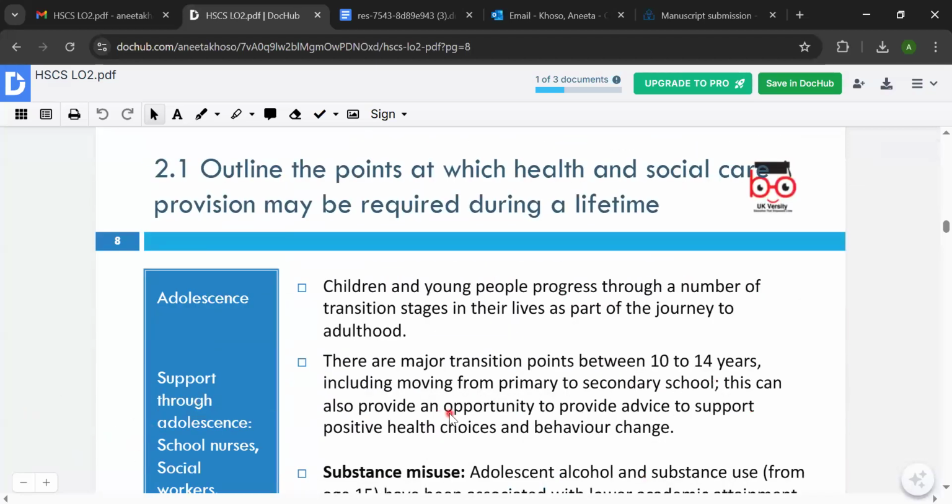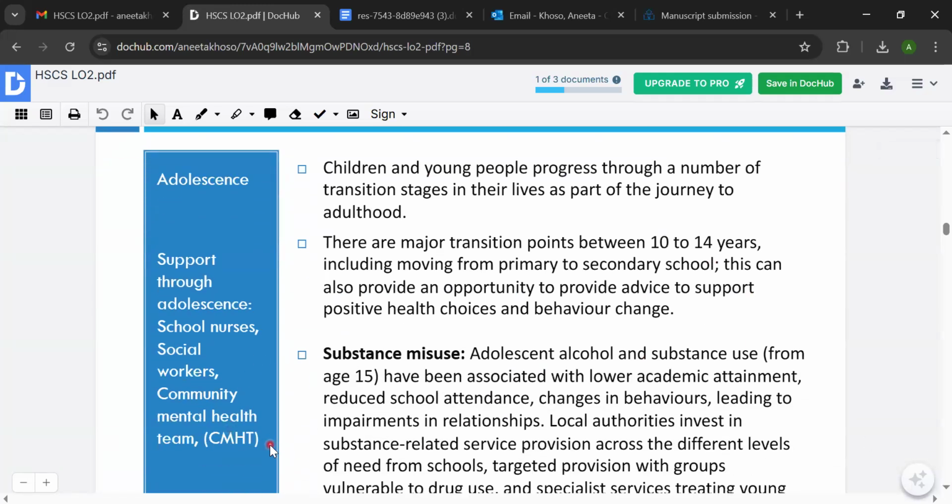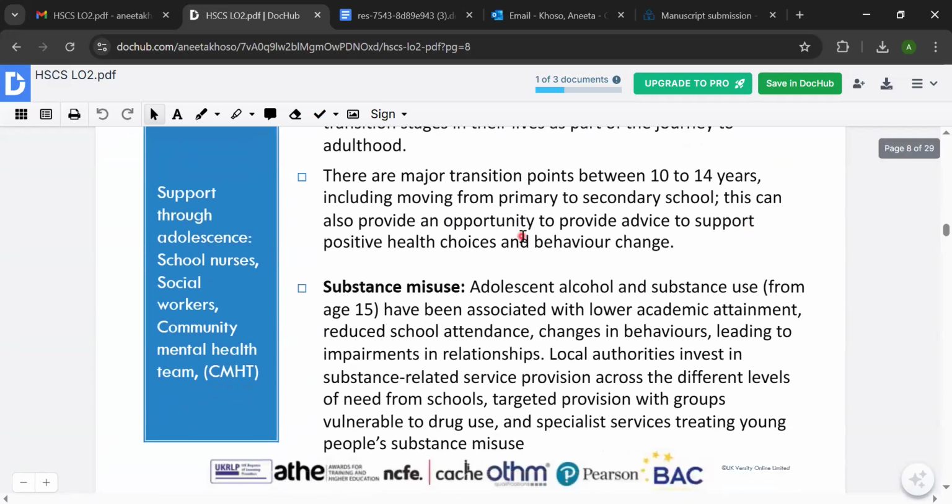And then there's adolescence. So there's support through adolescence, where you have school nurses, social workers, and community mental health teams. Children and young people progress through a number of transitions. This is a very vulnerable time between ages 10 to 14 years, from primary to secondary school. And this can also provide an opportunity to provide advice to support positive health choices and behavior change. There's substance misuse also, which is very rampant during these ages, unfortunately, but there's support for that as well.